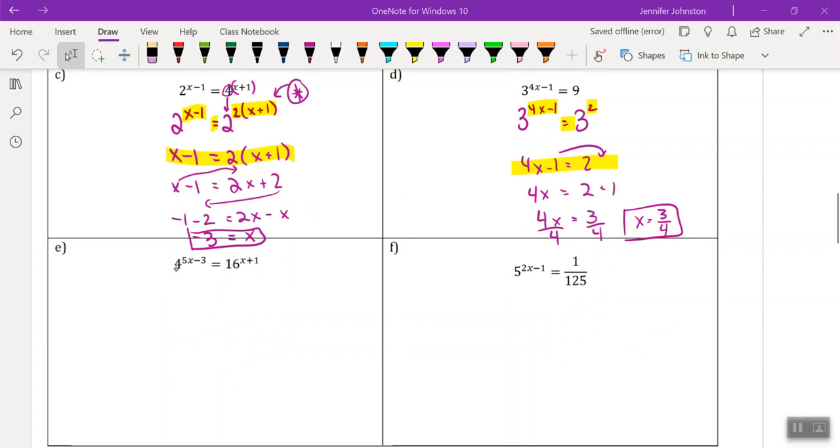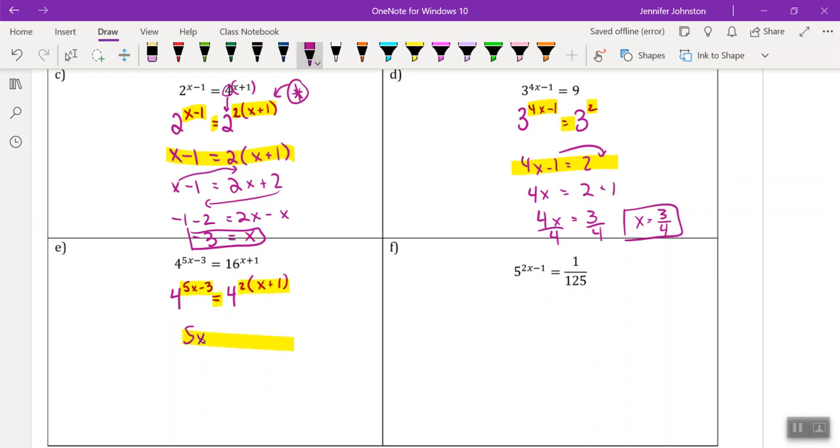So we've got 4. Can we make this base of 4 into a 16? No, but we can make this 16 to be a base of 4, right? 4 to the power of what is 16? So we got 4 to the power of 5x minus 3, and then 16 can be a base of 4. Right? It's a base of 4 to the power of 2, but this is in brackets, right? All right, so we've got the same bases. We can write this in one line right here.